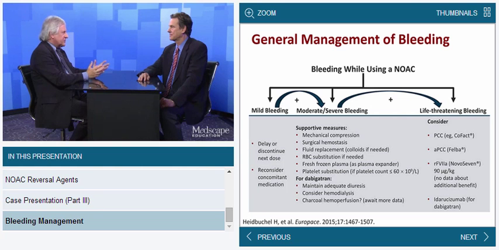The problem with fresh frozen plasma is, number one, it takes time because you have to defrost it, to thaw it, and the other problem is the volume you give. So people who have heart failure will have a problem with fresh frozen plasma. But what I want to point out here is, for warfarin, we have no specific antidote. All we can do is give APCC.